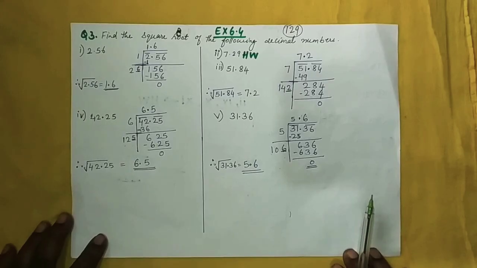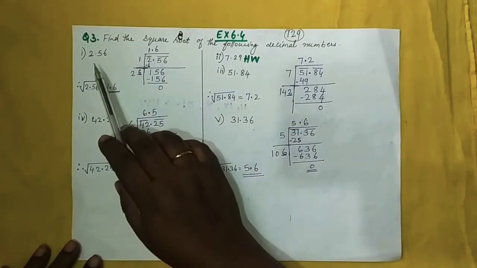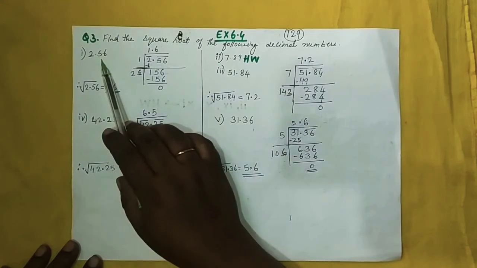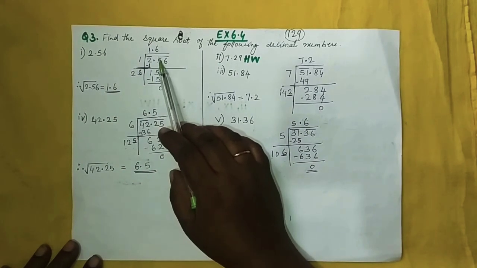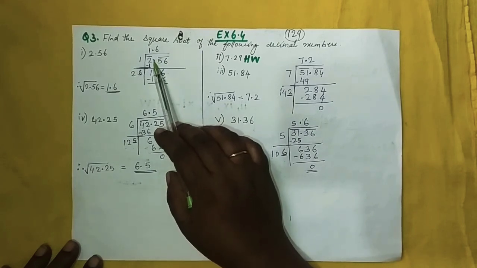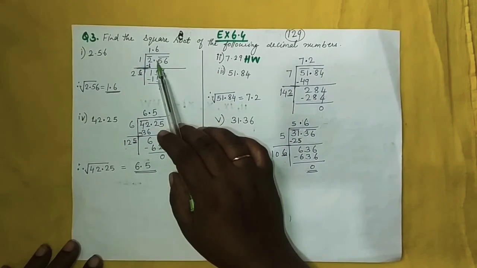Now question number 3. Find the square root of the following numbers. 2.56. When you find the square root, how do you make the pairs in decimal numbers? After the decimal, from left to right. Before the decimal, from right to left. Whole number from right to left and decimal part from left to right.